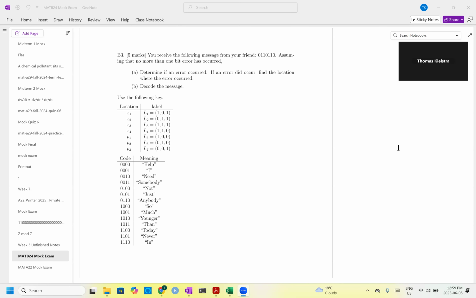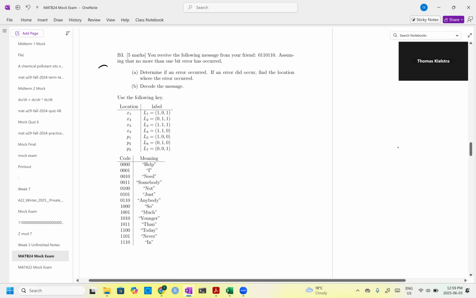So in this question, we are given a code and we receive a message. We have to determine if there's an error. If there is an error, we have to locate it. And if there isn't, we have to locate it and fix it. And then using this, we decode the message.